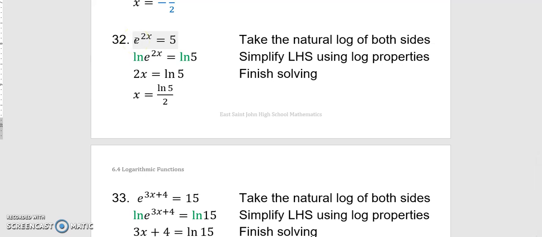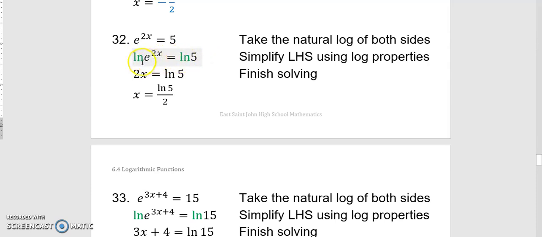Typically, we can use either ln, which is the natural log, or we can just use log, which is the common log, which is the log of base 10. So we're going to take the log of both sides whenever we cannot rewrite the exponential equation using the same base. So we put ln on both sides. We're really just attaching ln to both sides of the equation.